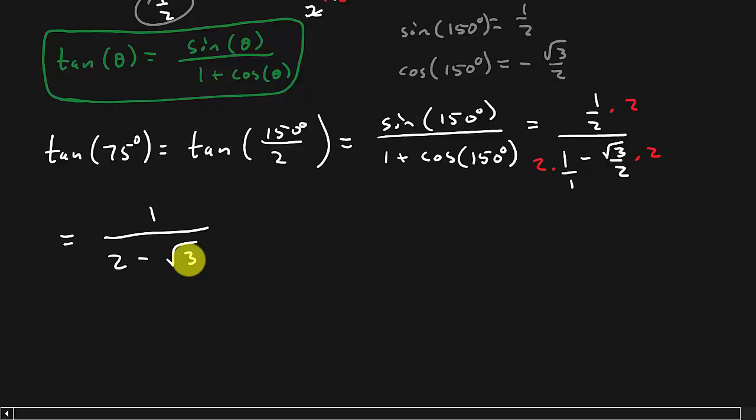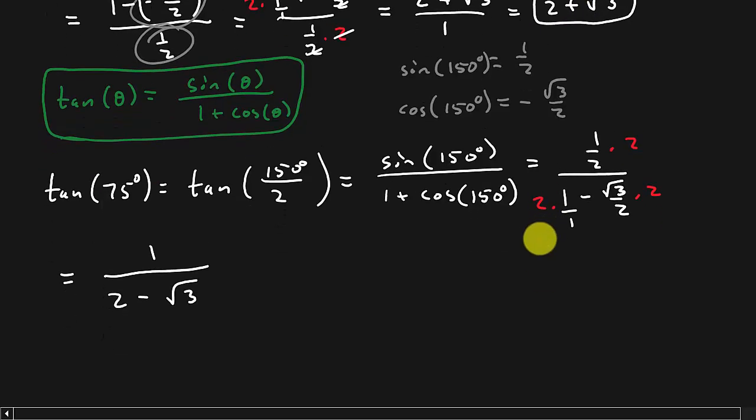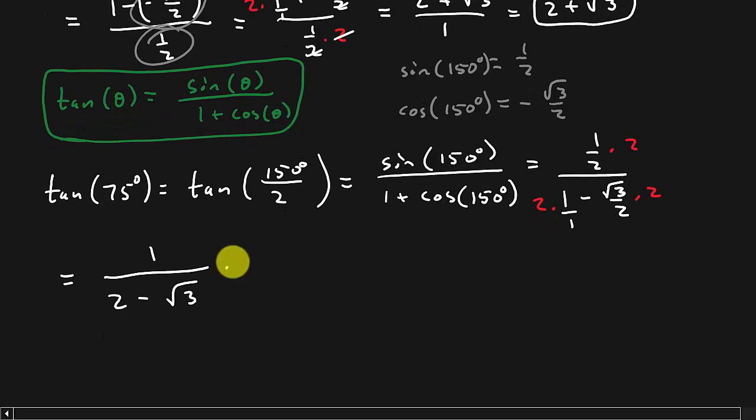All right, well, that answer doesn't look like that one, but let's do something here. Let's rationalize the denominator. So we're going to multiply numerator and denominator by 2 plus square root of 3 over 2 plus square root of 3. So that's going to give me 2 plus square root of 3 over.